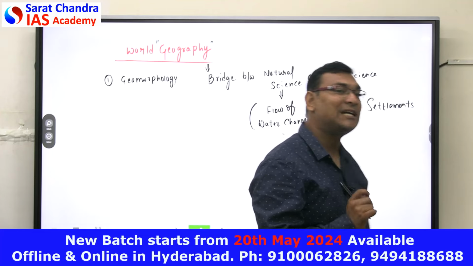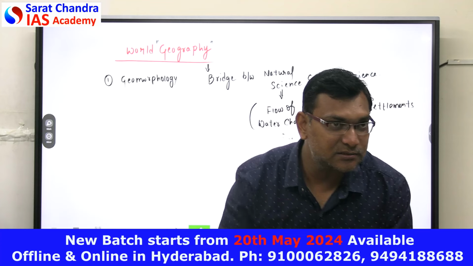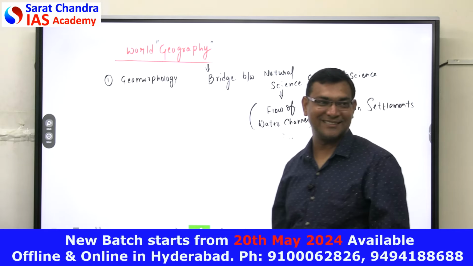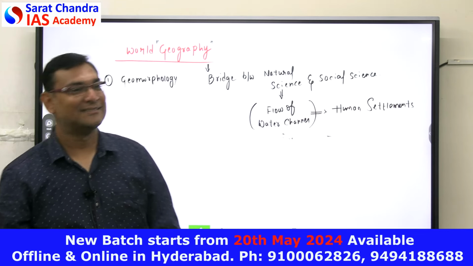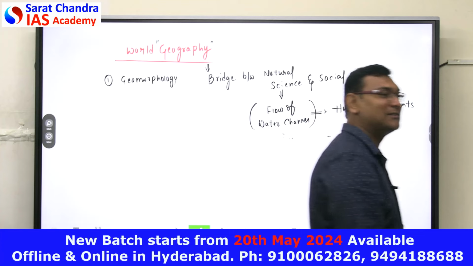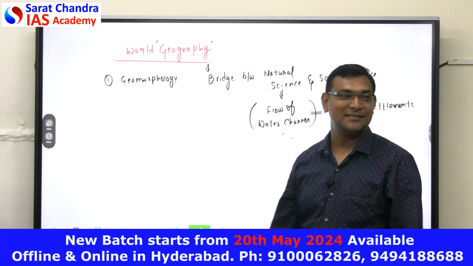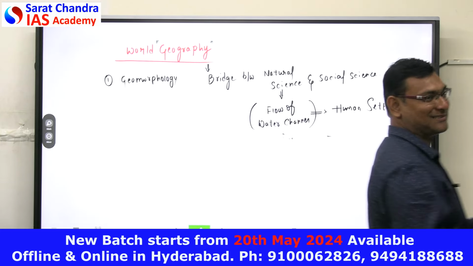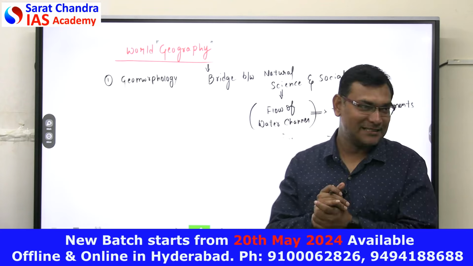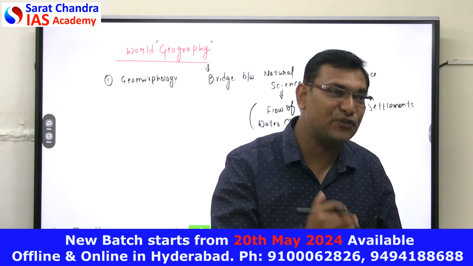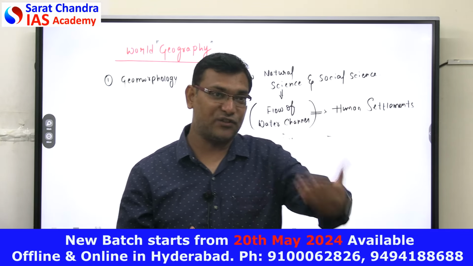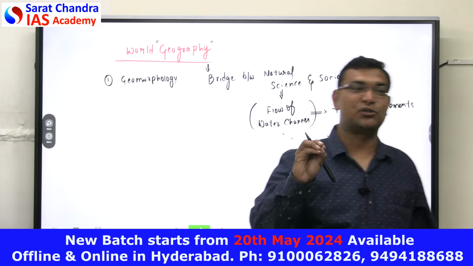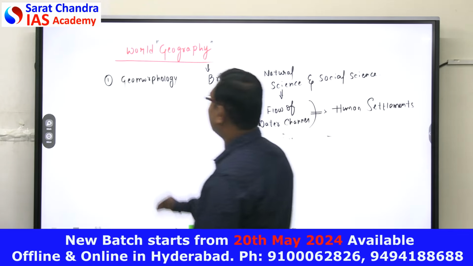What is geomorphology? The study of the earth and the features of the earth. What are the features of the earth? Simple. Like rocks, deserts. Very good. Then forests, mountains mainly, plateaus, plains, rivers, glaciers. If you know this study, then only you can understand. So the study of the earth and its relief features, salient features, relief features like mountains, plateaus, plains, etc., is called geomorphology.